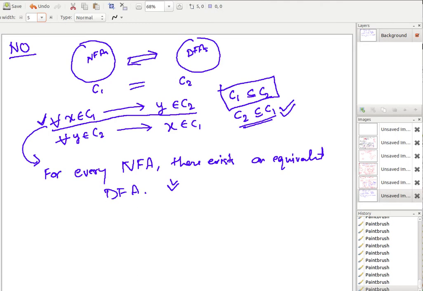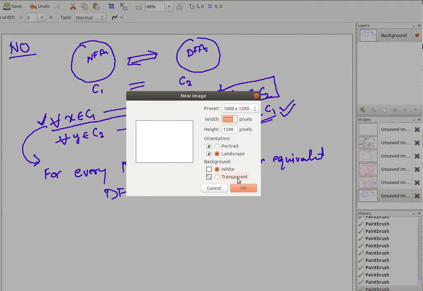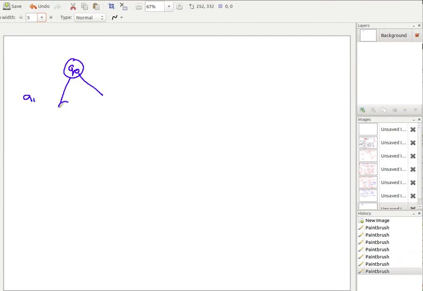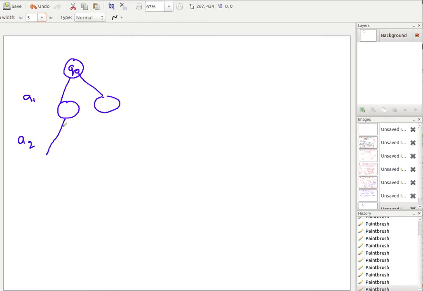Okay, to do that, let's quickly understand what the processing of an NFA is. When an NFA processes, it starts with Q0, and then for a given input symbol A1, it might go to two different states. Then on reading another symbol A2, from these it might go to a few further possible states.